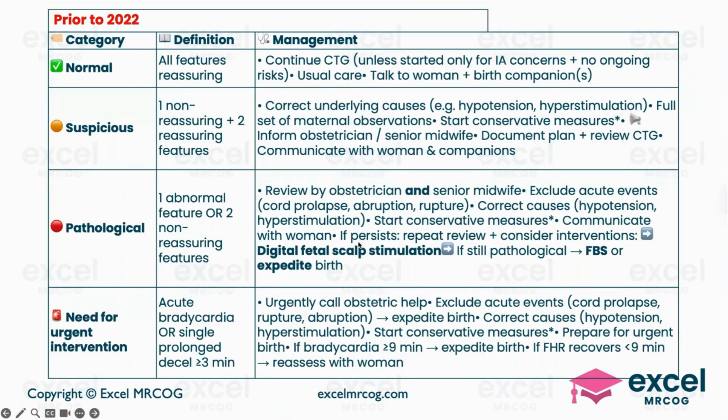So, if persisted, review and then consider interventions, digital scalp stimulation. If after this it remained pathological, you had the option between FBS or expediting birth. So, this is the one you need to look at. But this is older. Okay, we are following this one.